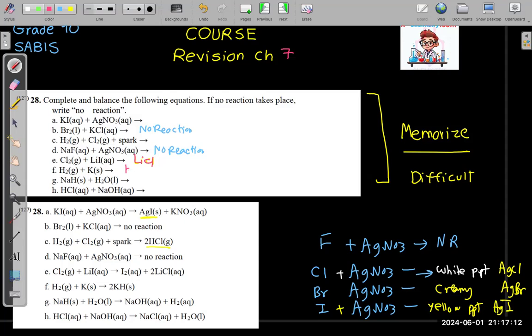H2 with K gives KH, and then balance. NaH with H2O gives NaOH plus H2. I'm very sorry, it's difficult. I know it's difficult, but you have to memorize. HCl plus NaOH forms NaCl plus water. This is a neutralization reaction.